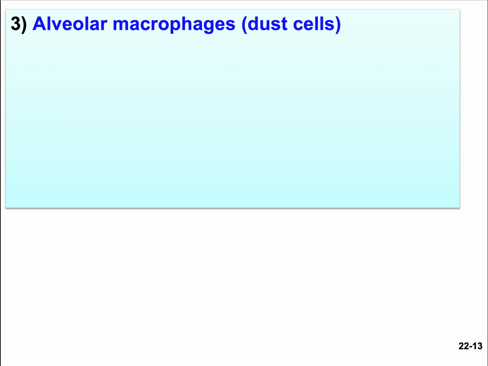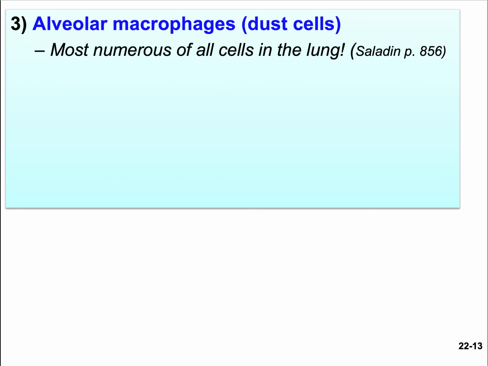Well, the third kind of cell that you find in an alveolus are called alveolar macrophages. Sometimes called dust cells because, as you can guess, what they're going to be doing is cleaning up things that are inhaled. Now, on page 856, Saladin says they are the most numerous of all cells in the lungs. I looked because I thought right away, really? More than red blood cells? I don't know the answer to this. It's my own question, and I'm sharing it with you. I wonder if they mean the most numerous of all lung cells, not talking about red blood cells. Nonetheless, we got a lot of them.